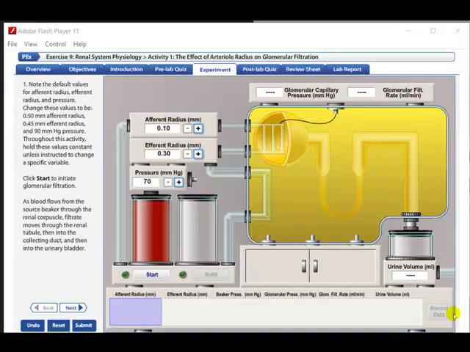In this glomerular filtration, we will be changing the values of the afferent radius, the efferent radius, and the pressure. First, we change the afferent radius and then the efferent radius. And as you can see, the tube size has changed. Next, we change the pressure, and now we're gonna start the experiment.